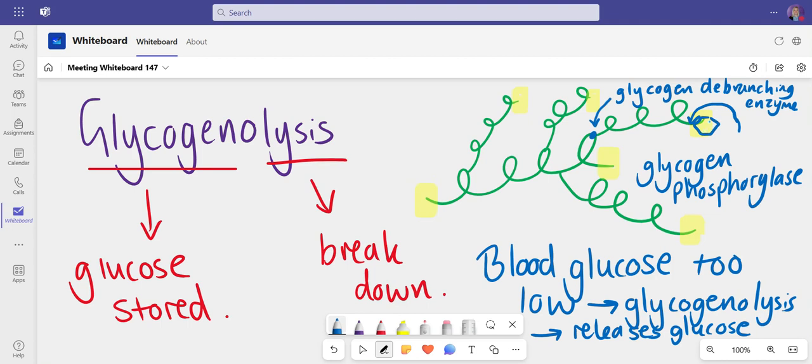So the idea of glycogenolysis as an overview is that it's breaking down the glycogen to release the glucose molecules, so they can then be used in respiration to release the energy that's stored in them. And that's the end of that video.